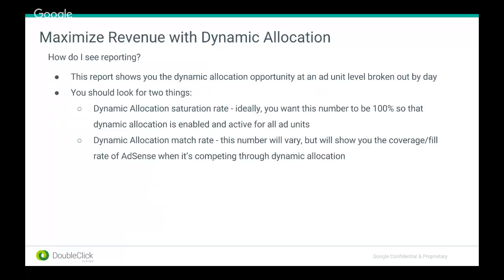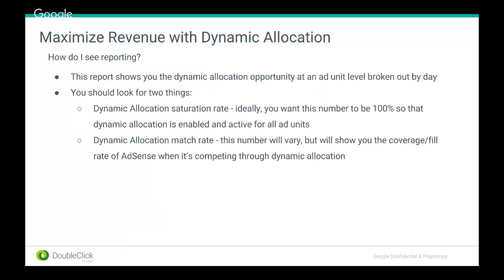So this report shows you the dynamic allocation opportunity at an ad unit level broken down by day. So the two things that you should look for is the dynamic allocation saturation rate. So ideally, as it says, you want this number to be 100% so that you know that dynamic allocation is enabled for all of your ad units. You also look for dynamic allocation match rate, as this number may vary, but this will give you a good idea of the coverage or the fill rate of AdSense when it's competing through dynamic allocation.